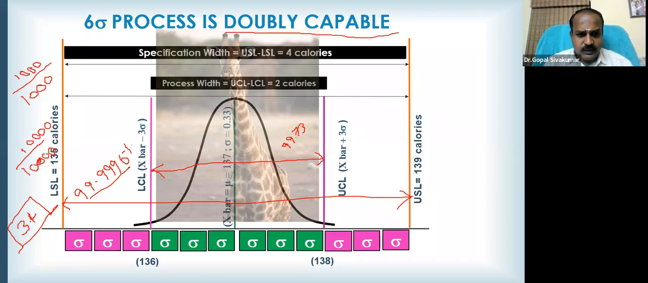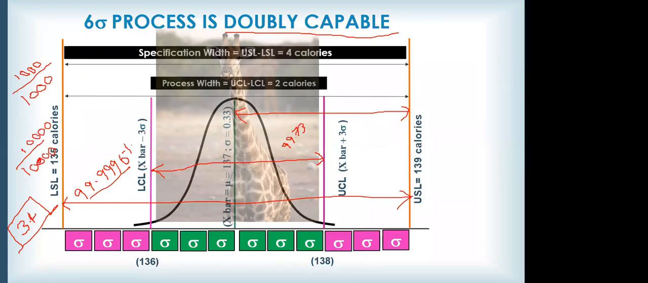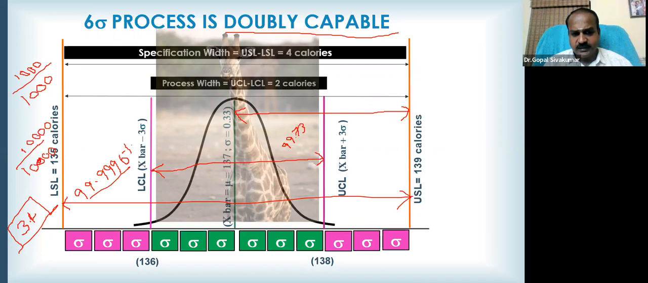And now the distance between the center of the process and the nearest specification limit. How much is this distance? Can one of you tell me? How much is this distance? 6 sigma. See here, 3 sigma up to the control limit and again another 3 sigma. So that means totally 6 sigma. So that's why we call the process doubly capable, and you can statistically call this process a 6 sigma process.